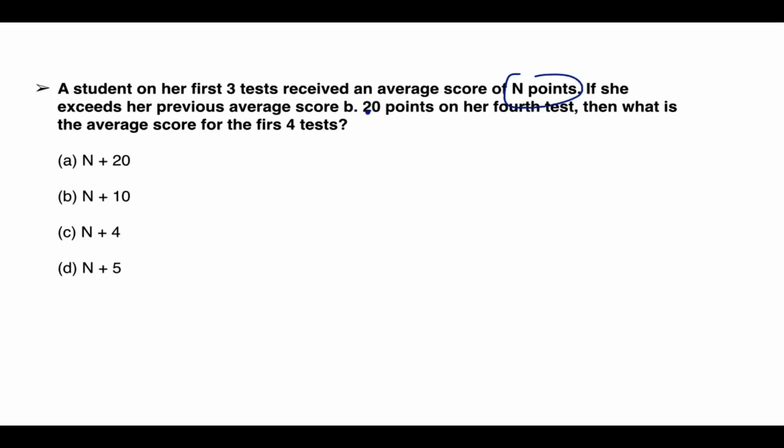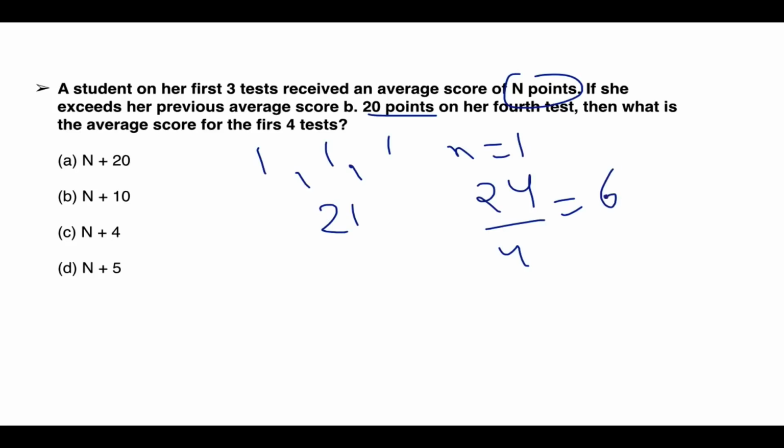A student on her first 3 tests received an average score of n points. If she exceeds her average score by 20 points, what is the average score for the first 4 tests? So let's say she scored 1 mark each in the tests. So her average score n is equal to 1. So now her score is 21. So the total score for 4 tests is 24. The average is equal to 6. Since n is equal to 1 and the average is 6, the answer is n plus 5.